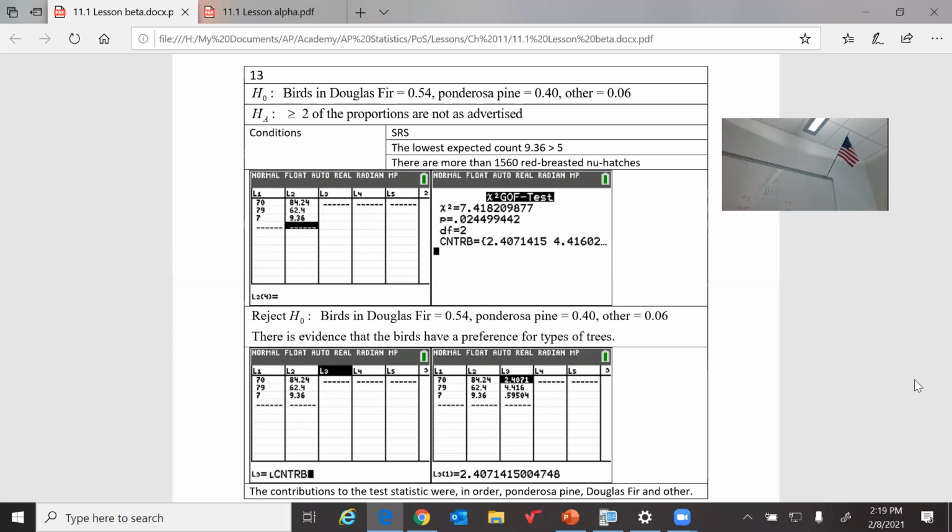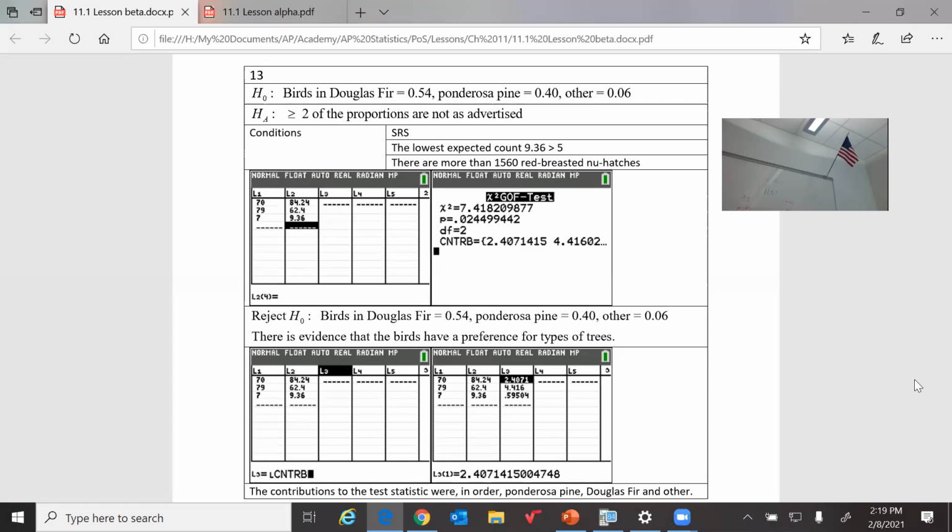We compared this number. 7.41 is bigger than 5.99. It means you landed in the tail. Reject the null. The p-value is going to be less than 5%. There is evidence that birds have a preference for the trees. Like that's the distribution of the trees that are planted, but that's not how the birds landed in there. They like one tree more than the other. Which one do they like?